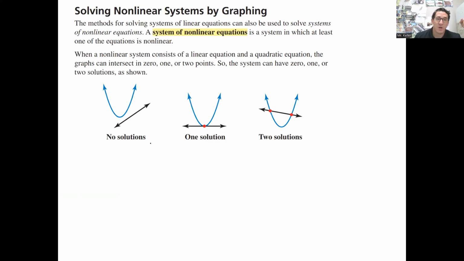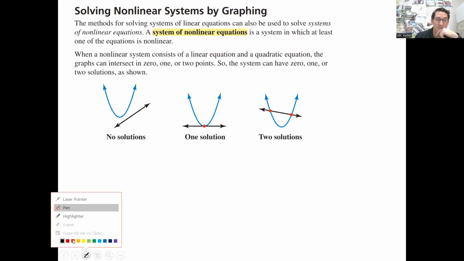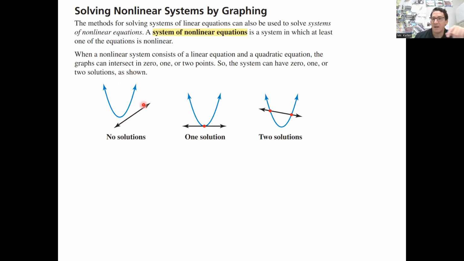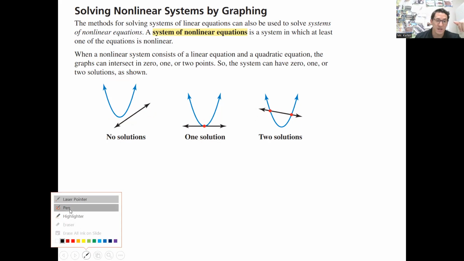Here it's a system of equations. So the solution is going to be where the graphs intersect. So we have linear lines and quadratics. If they never intersect, there's no solution. If they intersect at one point, there's one solution. And then if they intersect at 2 points, like we have here, that's two solutions. All right. So we're going to be graphing a quadratic, and we are going to be graphing a line and just looking for the intersection.